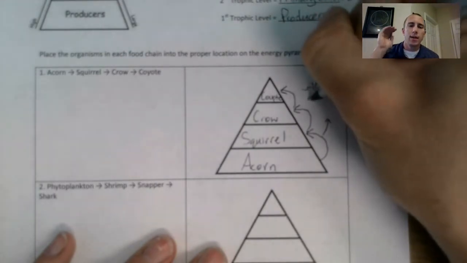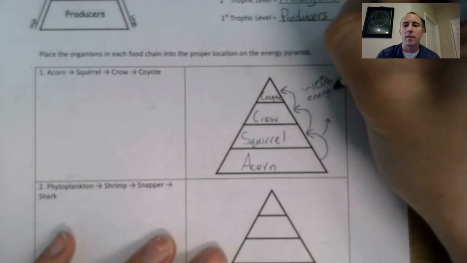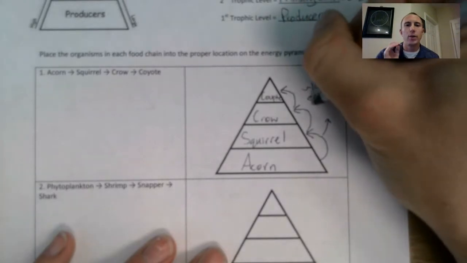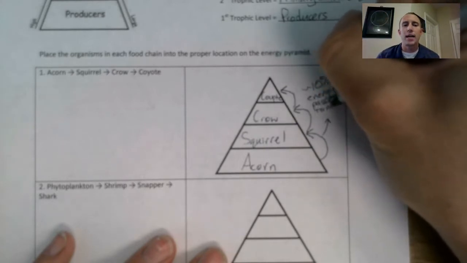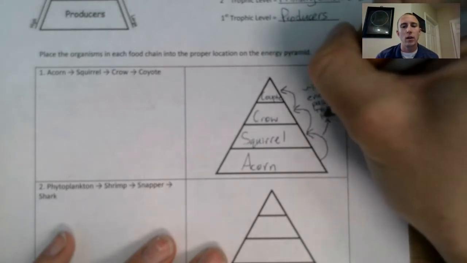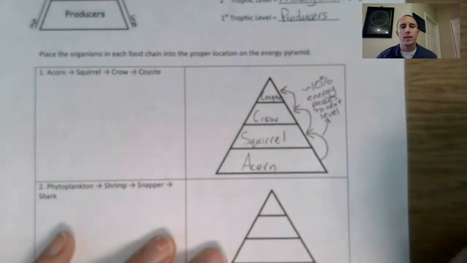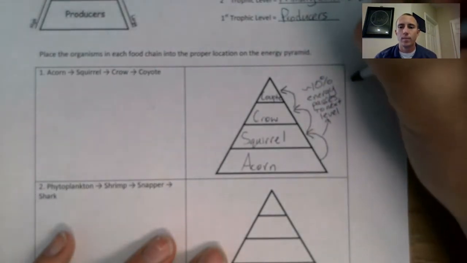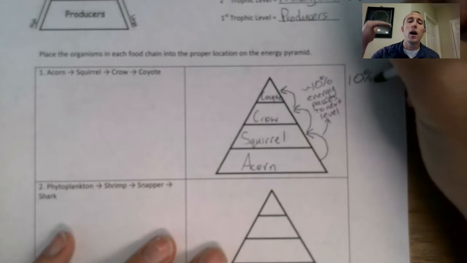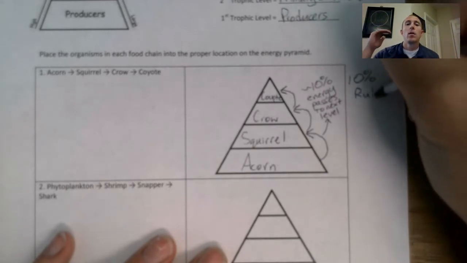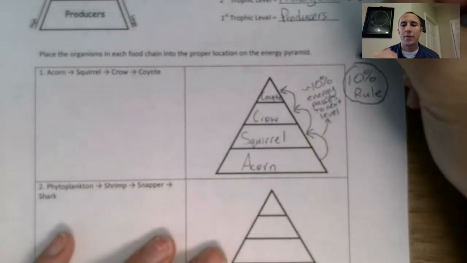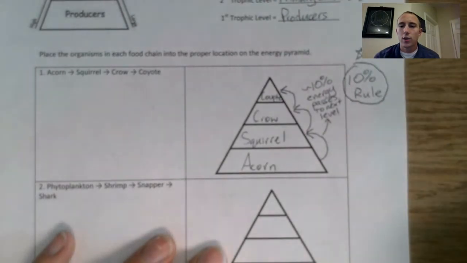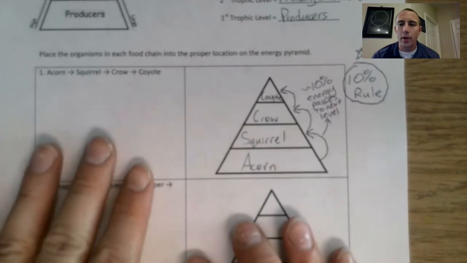Only about 10% of that energy is available between each of those steps. That means 90% of that energy is going to be lost. So we call this the 10% rule. As you move up in trophic level, you'll only have 10% of that energy available at the next trophic level. Let's look at another example here real quick.